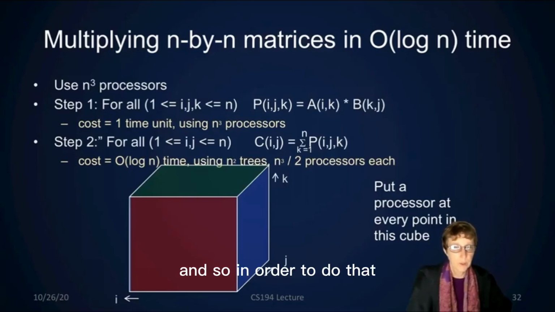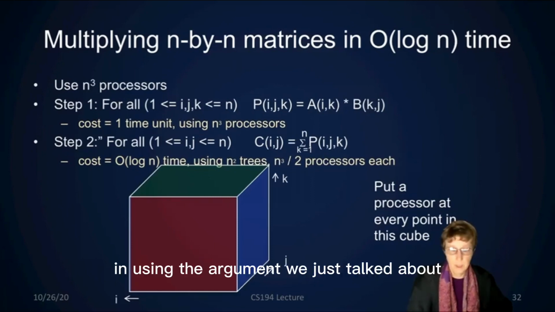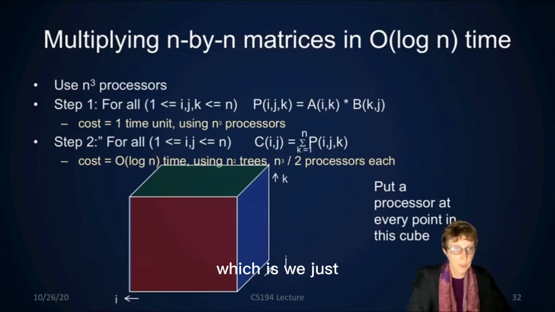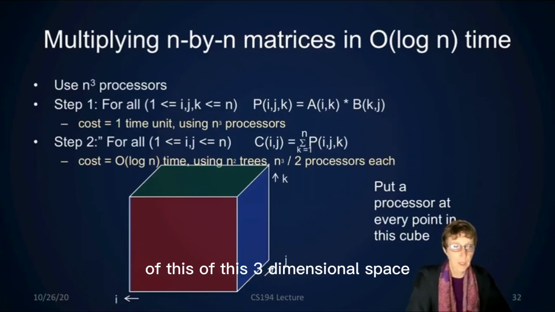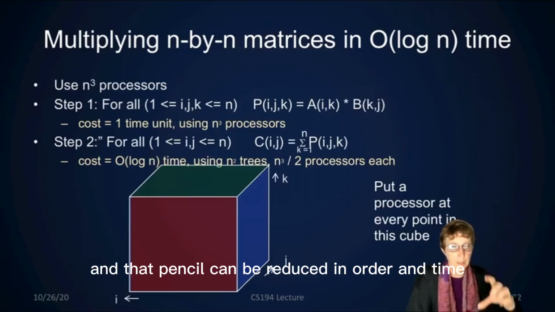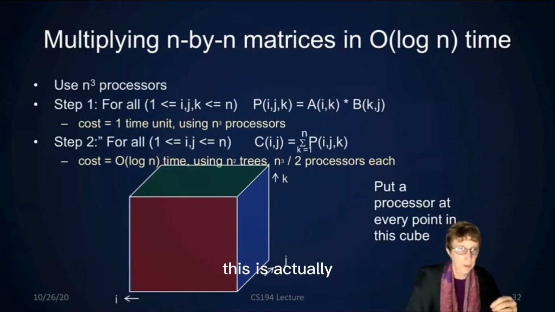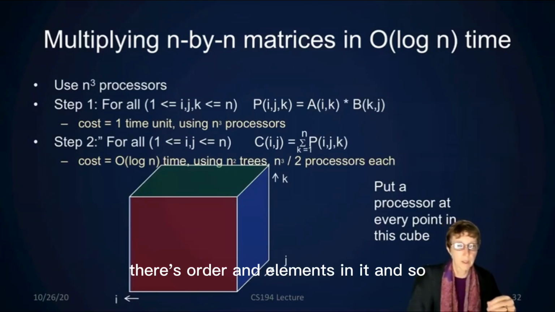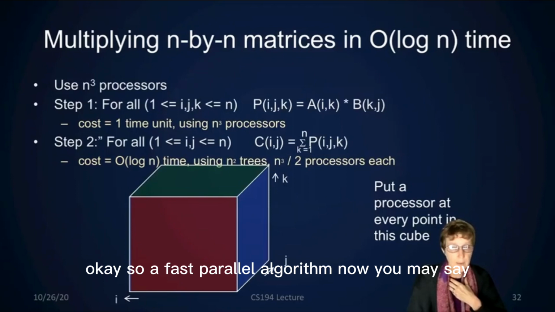And so in order to do that, I'm going to sum over the values of K, and that can be done in logarithmic time using the argument we just talked about, which is we just need to do a sum reduction on every pencil of this three-dimensional space, and that pencil can be reduced in logarithmic time because there's order n elements in it, and so using a binary tree, for example. Okay, so a fast parallel algorithm.